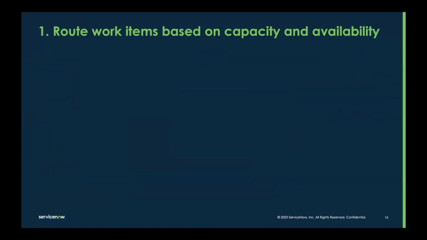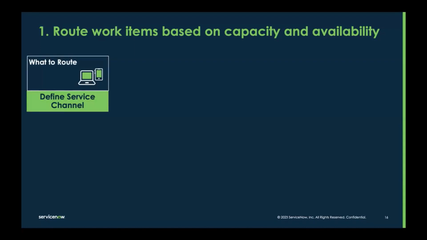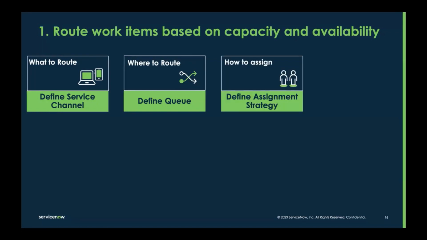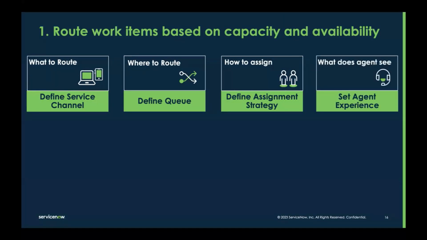Now, let's talk about how to configure this. You can do that using 4 simple steps. Number 1 is what to route. This is where you will define your service channel. Second is way to route, which is where you will define the queue. Thirdly, we will do assignment. We will define our assignment strategy. And finally, we will also set some key aspects that drive the agent experience.